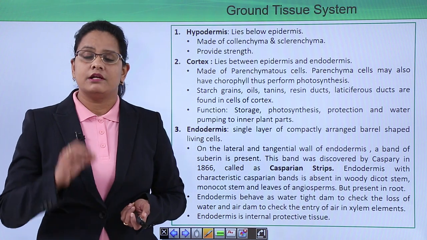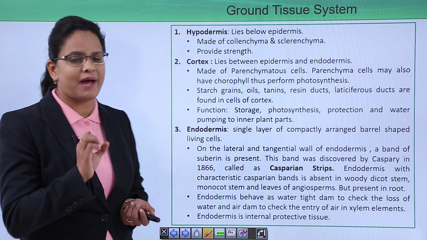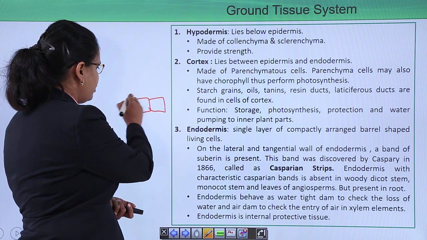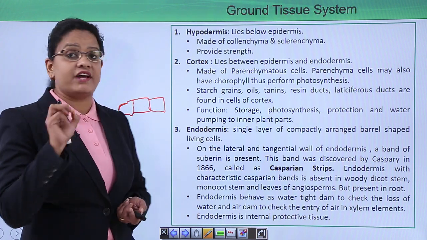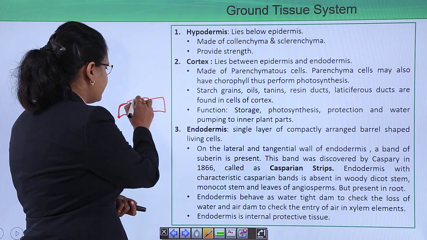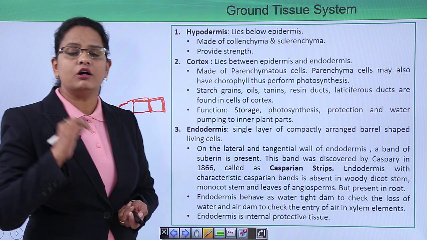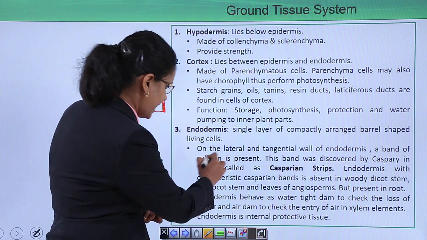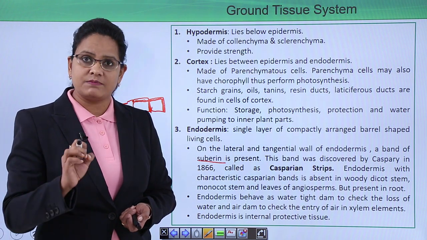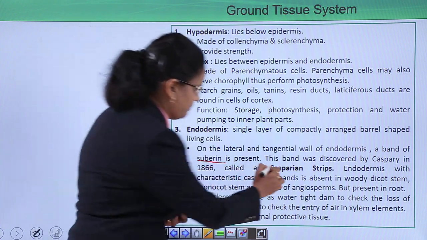Next is the endodermis. The endodermis is a single compact layer of barrel-shaped cells. What is barrel-shaped? It is somewhat rectangular-shaped cells. So, this is the shape of endodermis cells, right? Now, there is a very special feature of endodermis cells. On their lateral and tangential walls, they have a component known as suberin. So, on the lateral and tangential walls, a band of suberin is present. This band was discovered by Caspary in 1866, so it is called the Casparian strip, right?